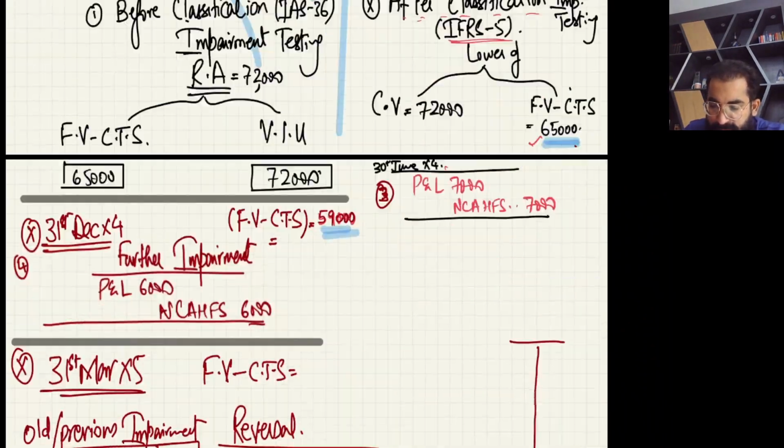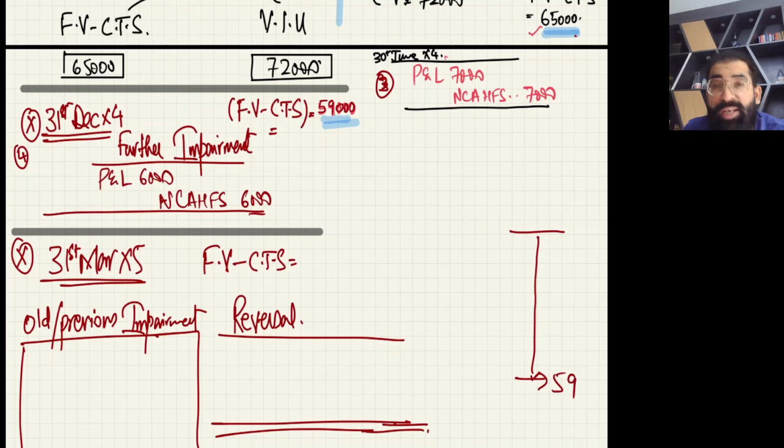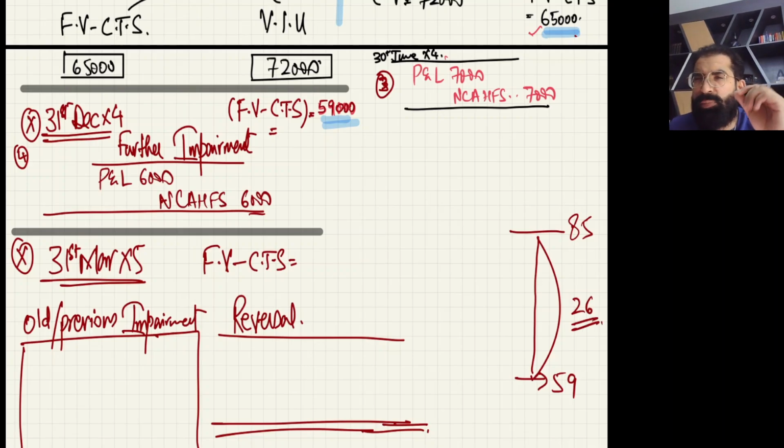Let me show you the sketch. Right now we are at 59, but the fair value increased to 85. So how much is the jump? From 59 to 85, it's 26,000. Now as a student, you may ask, sir, can we blindly go up? Can we book the reversal blindly? No, there is a restriction.